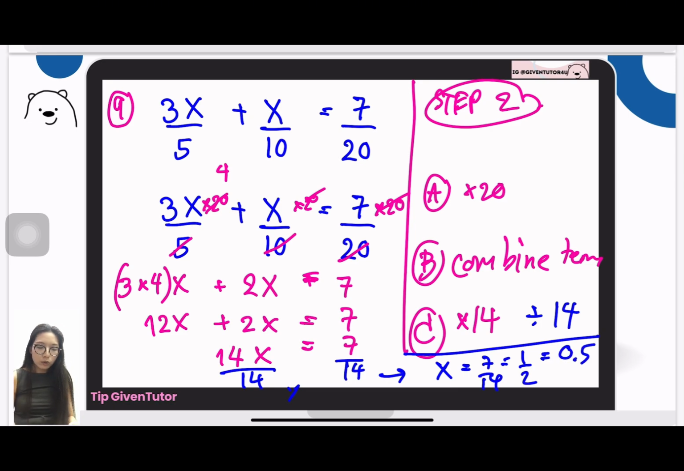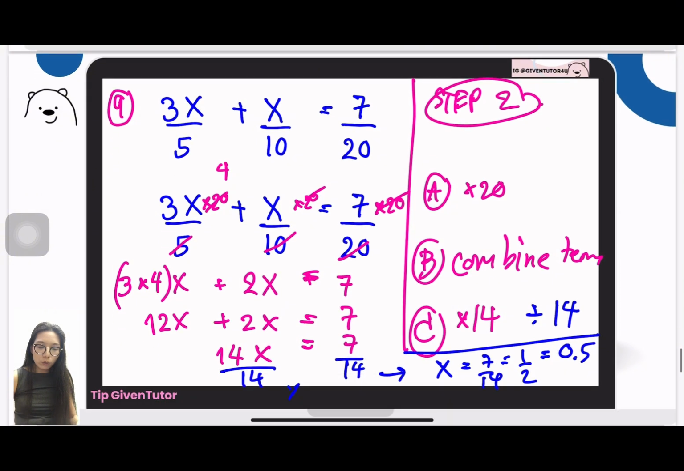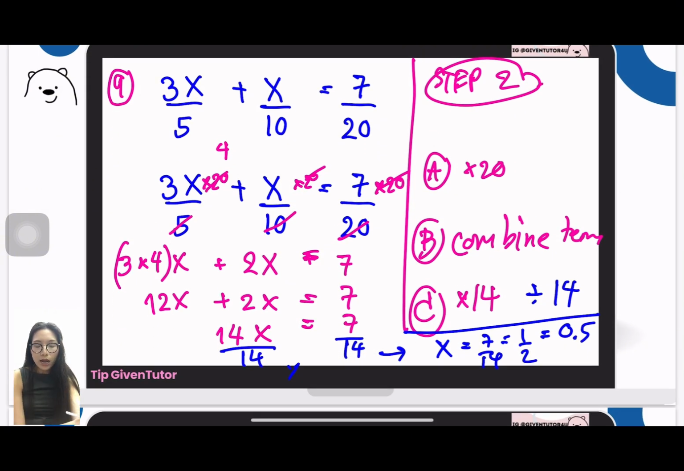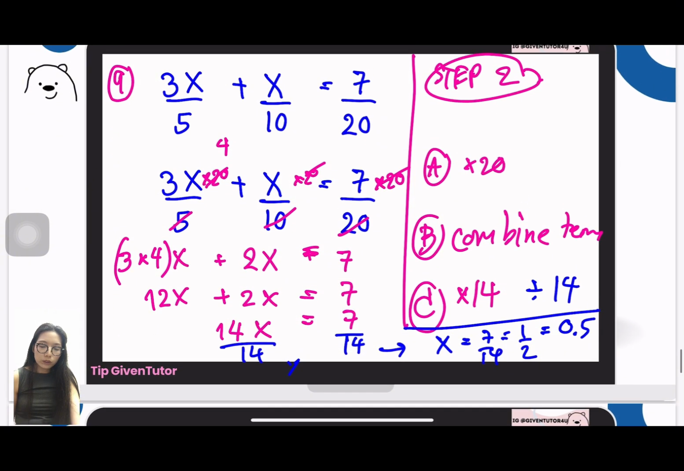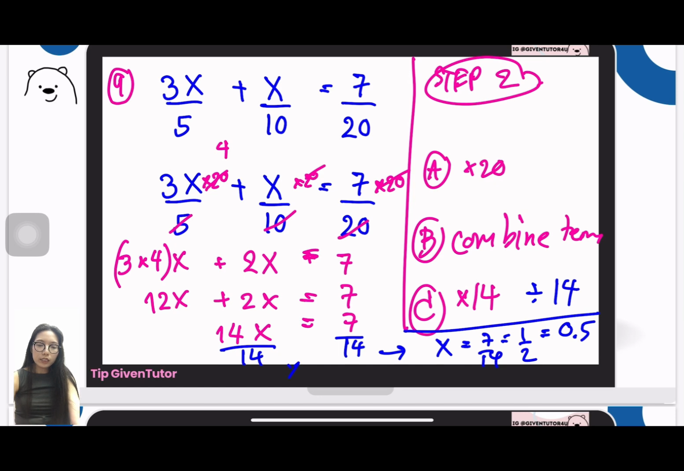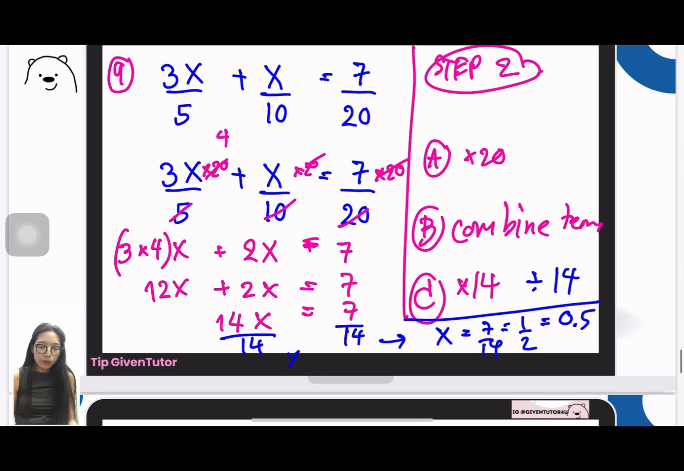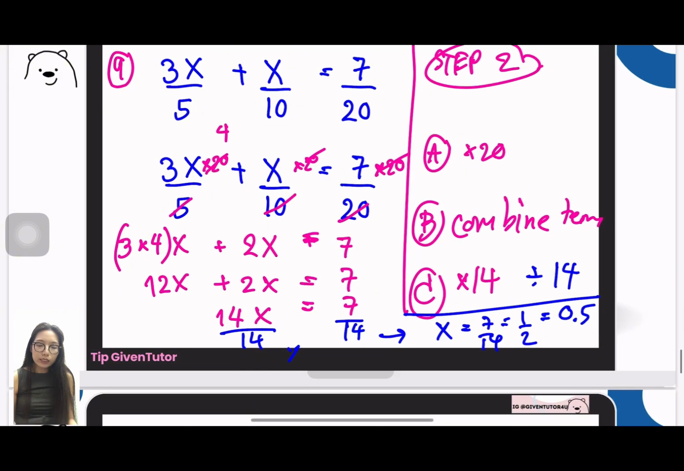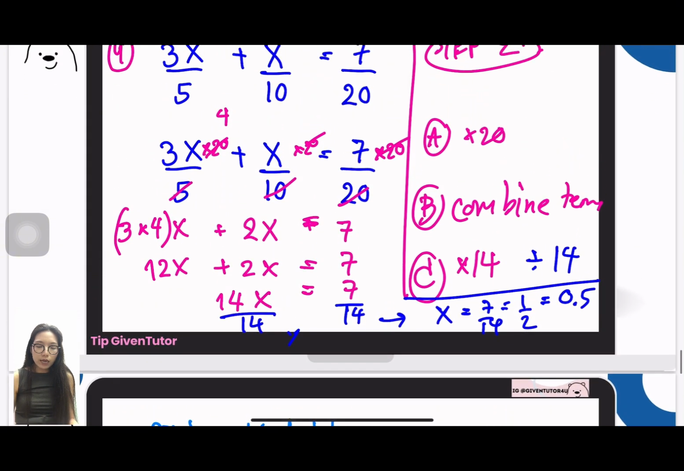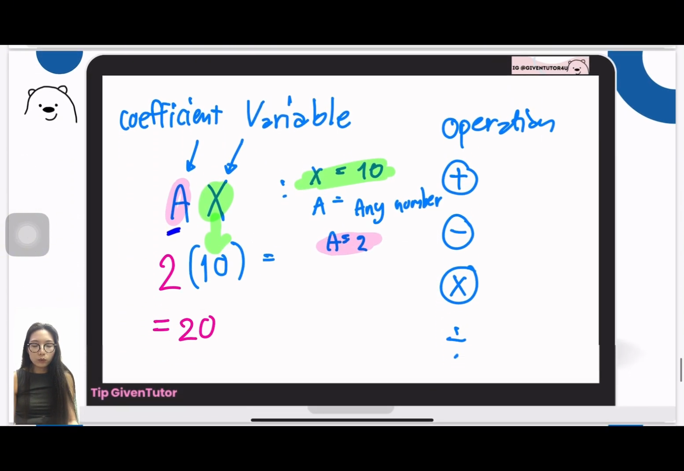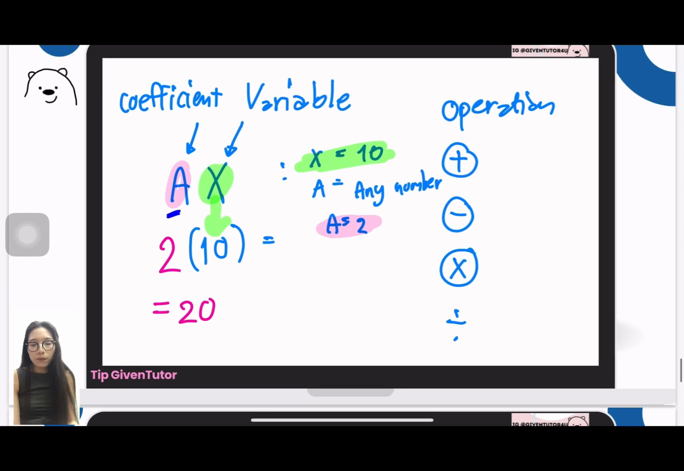So this one is after you know how to combine terms, right? So we'll make more practice about this. The next step will be the coefficients, variables, and the operations: plus, minus, times, and divide.